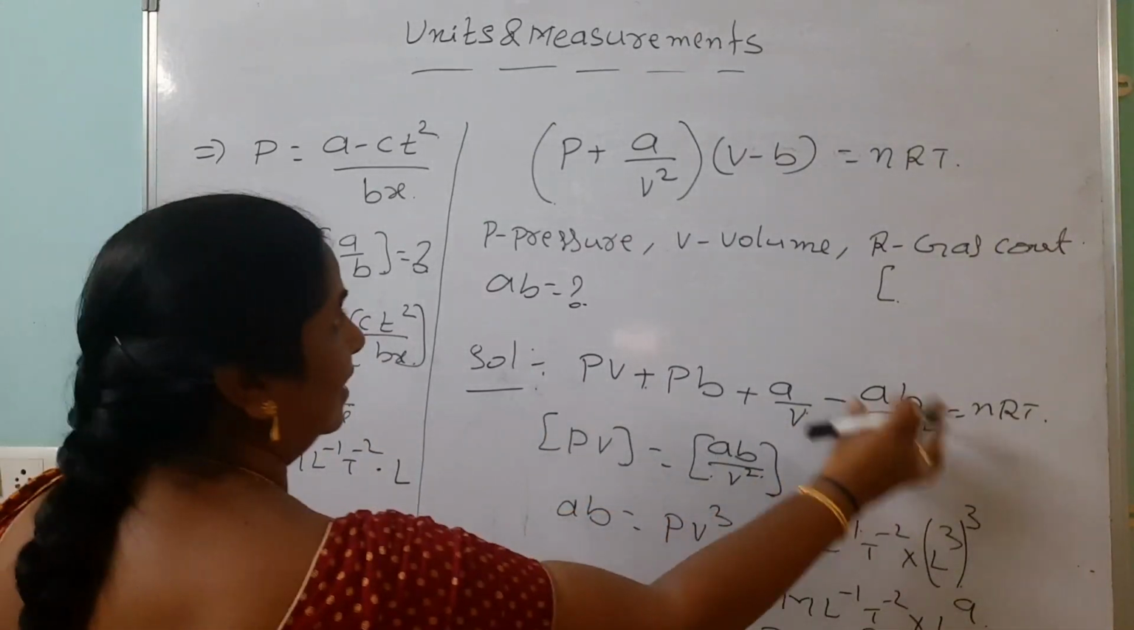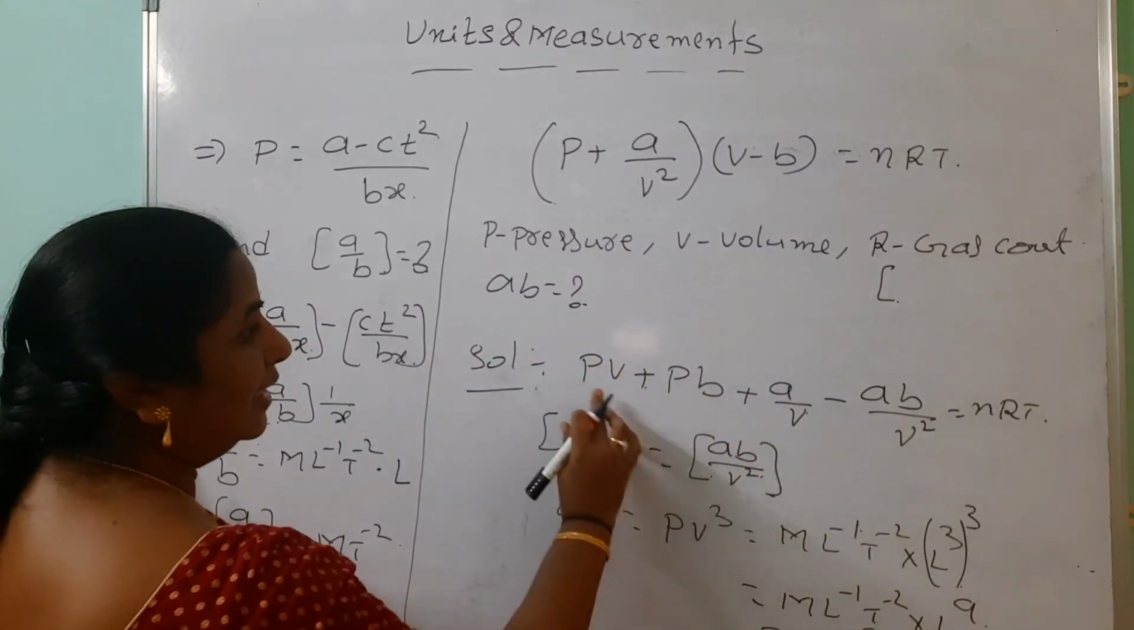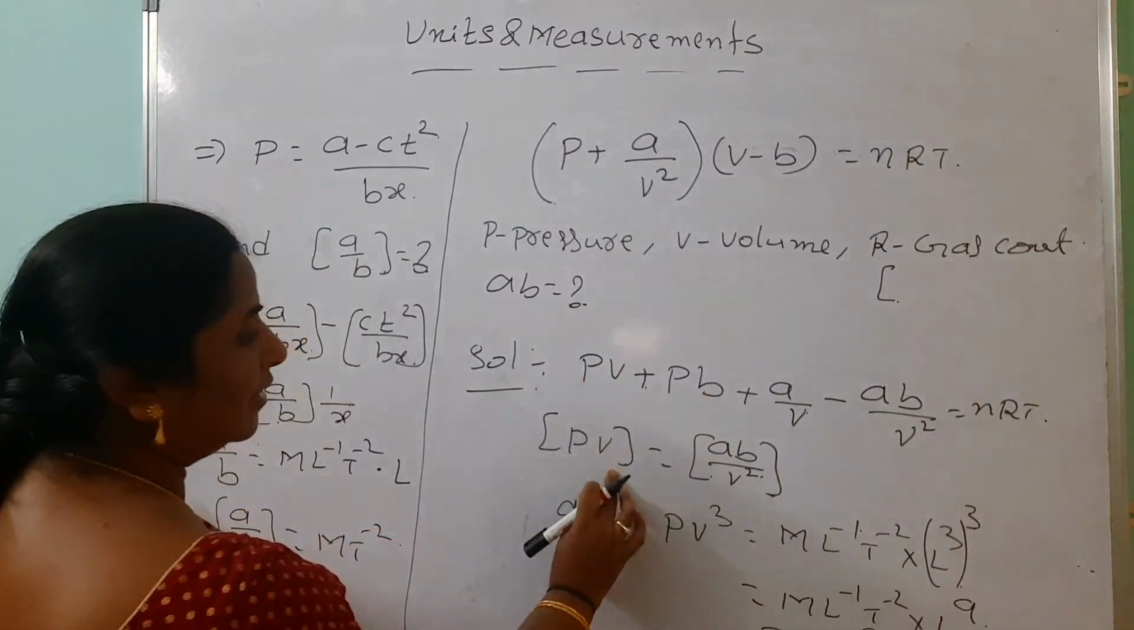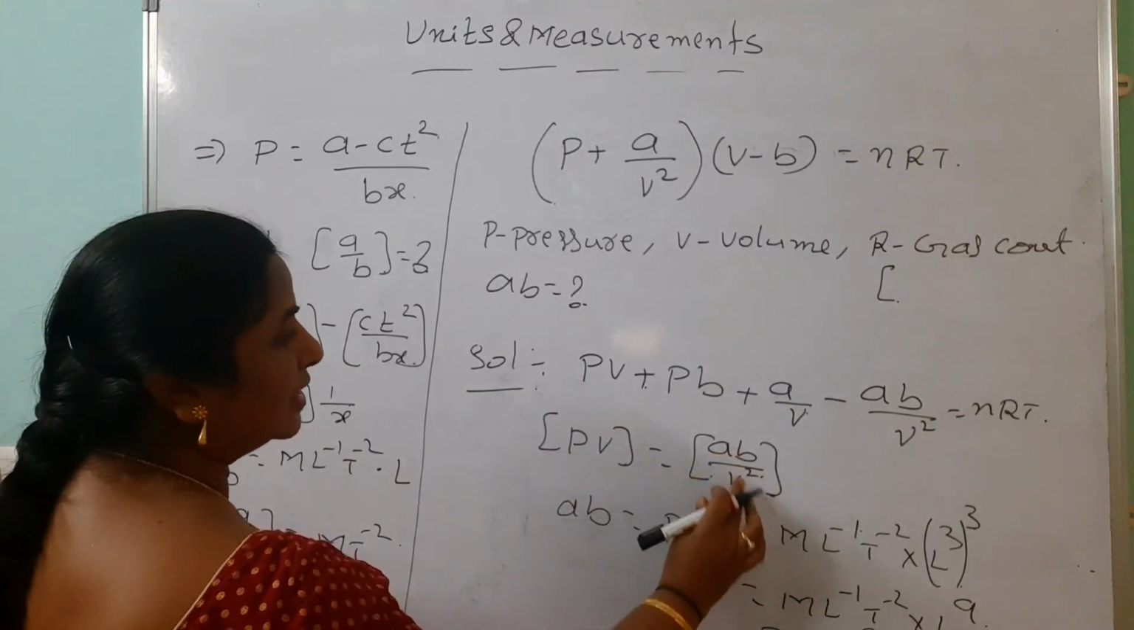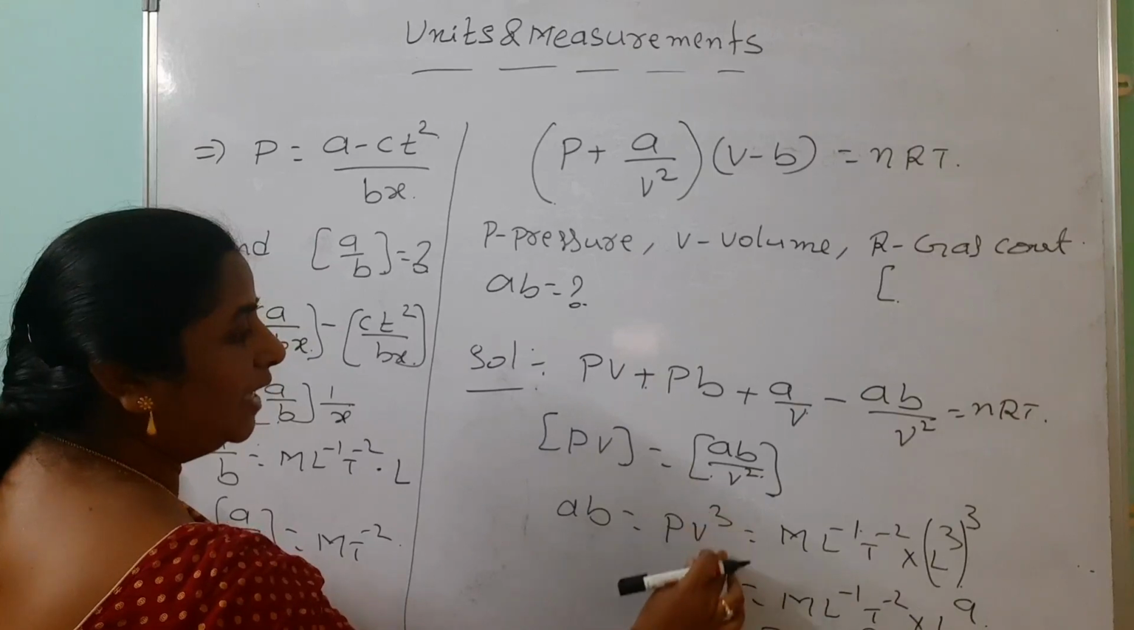You can split this one. But the question is we can find out the AB, which is the easiest method. You can equate these two. The dimension of PV equals the dimension of AB by V square. After simplification, AB equals PV cube.